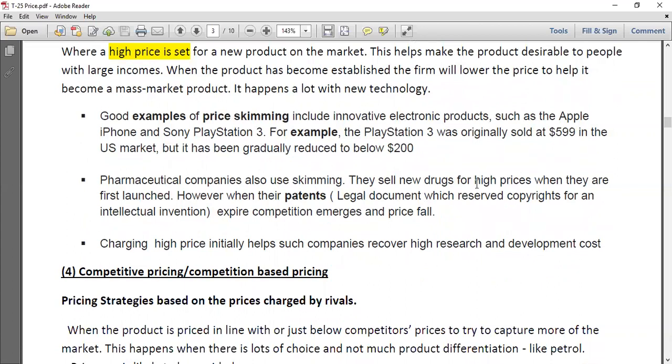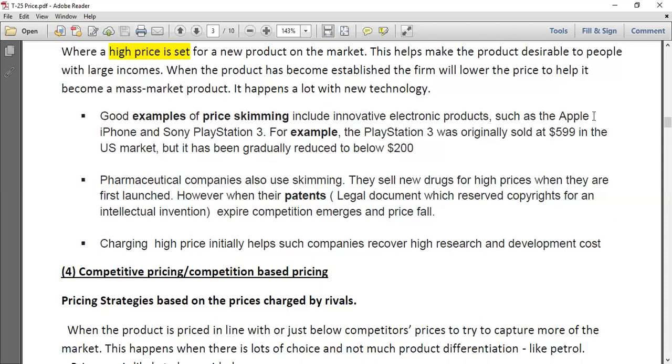The pharmaceutical companies use skimming pricing. They sell new drugs at high prices when first launched. However, when the patents, the legal documents which reserve the copyrights for an intellectual invention, expire, competition emerges and they reduce the price. As I told you, in the pharmaceutical industry, in the beginning they charge high prices. After an invention of a new drug, they give a 15-year monopoly period in order to capture the market and sell that product. So for 15 years the price will be very high, but later on they reduce it.